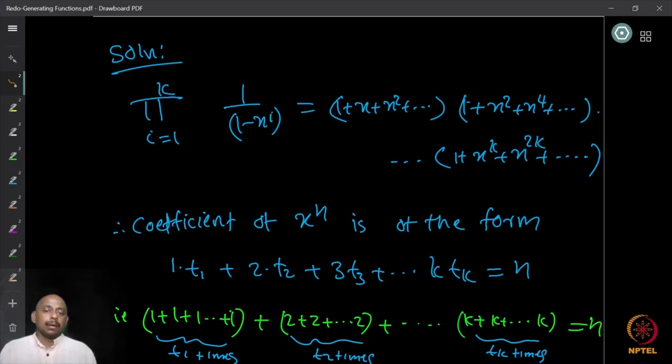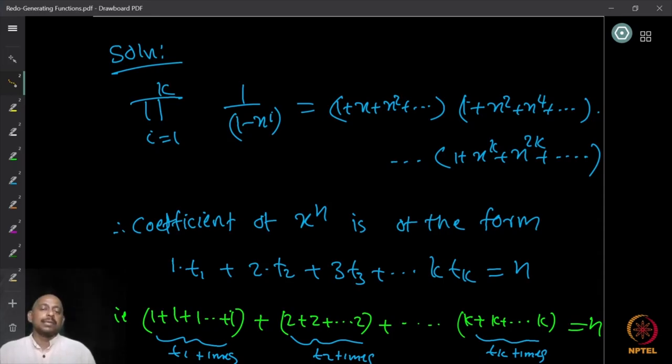Now, I want to see this in a different way. The first one is basically 1 plus 1 plus 1, etc., t1 times, which is 1 times t1. And 2 times t2 is 2 plus 2 plus 2, etc., t2 times. And k times tk is k plus, etc., tk times.